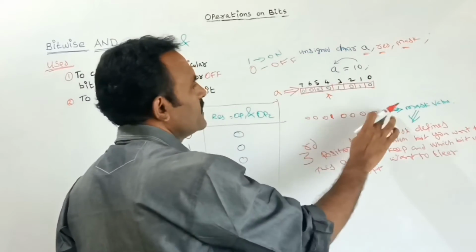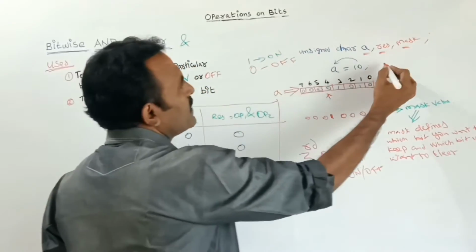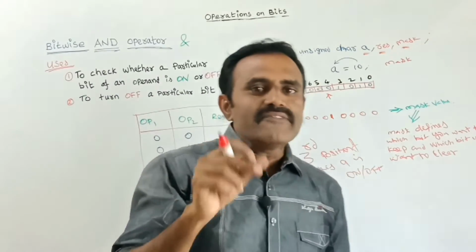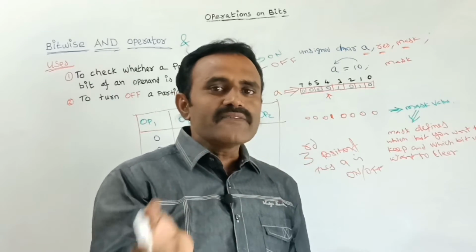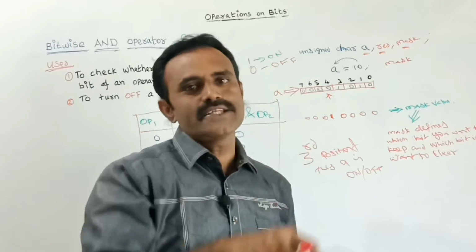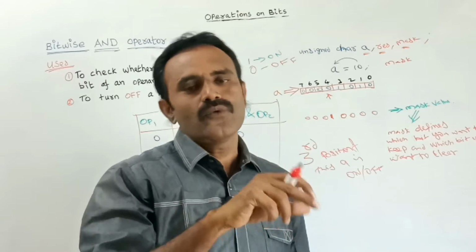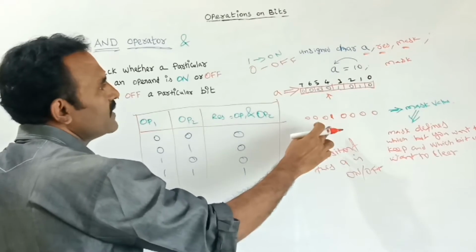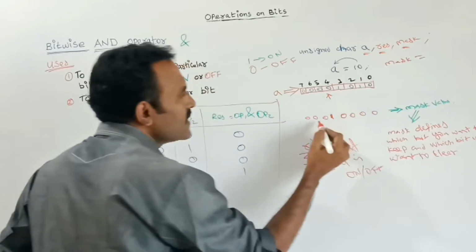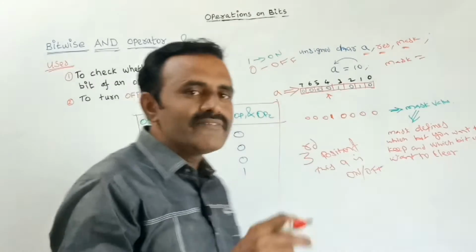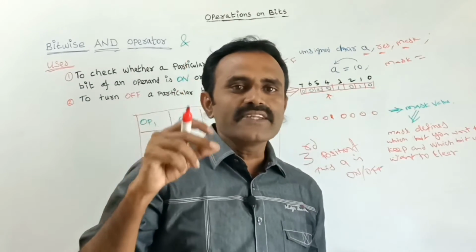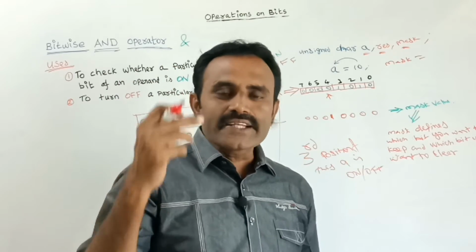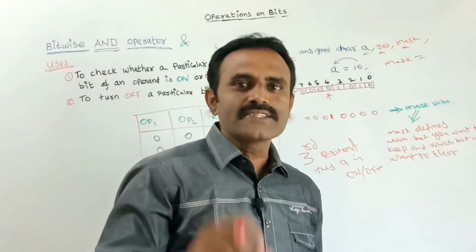Now the mask value is this one. Here, what is the mask value? We can define it like this. While giving the mask value, we can give the decimal value or the hexadecimal value. We can give any one of them. Suppose we want to give the mask value, we can't directly give binary values. Instead of that, we can give the decimal values or the hexadecimal values.